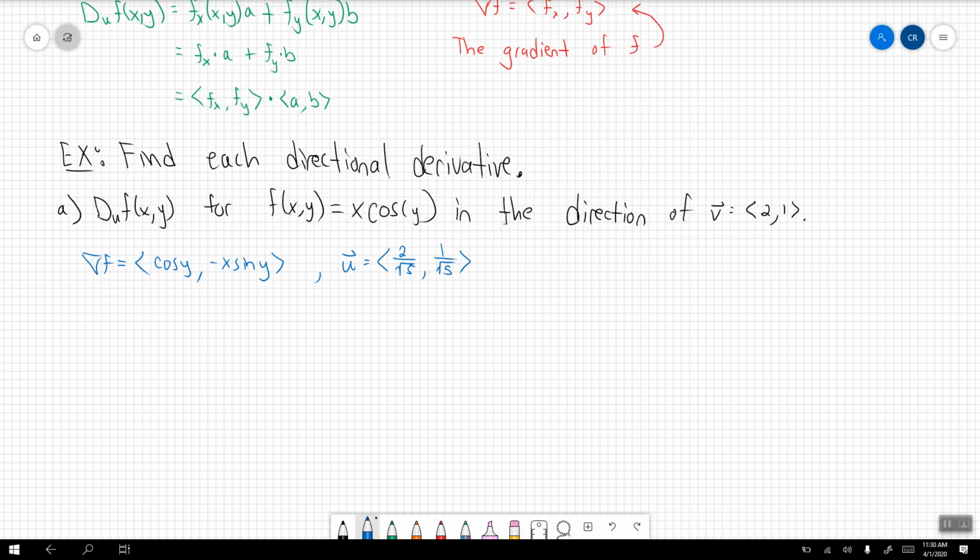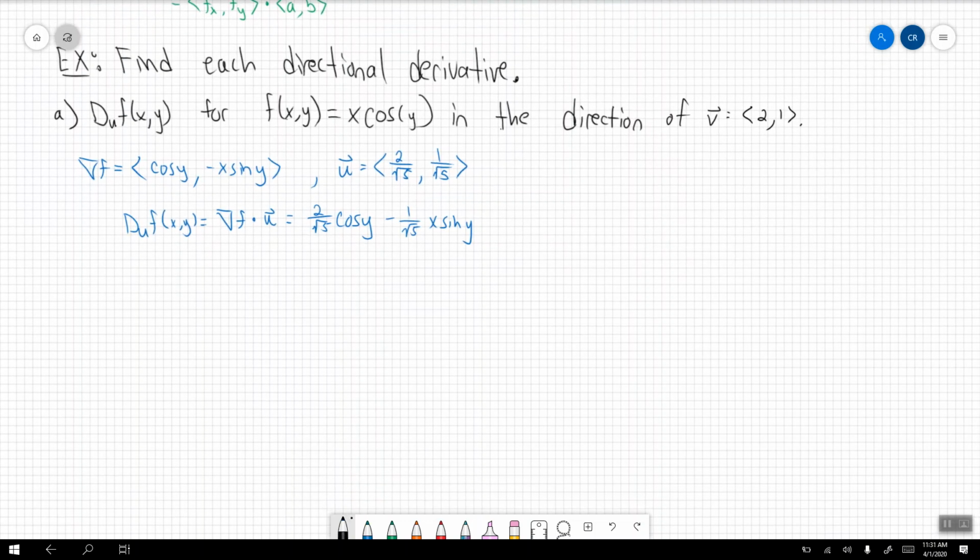There we are. So when we want to look at this directional derivative for this function, all we have to do is take the dot product of these two. So let's take the dot product. Multiply the first two and then add. So 2 over root 5 cosine y minus 1 over root 5 times x sine y. And there it is. That's your directional derivative. All done. Nice and concise.